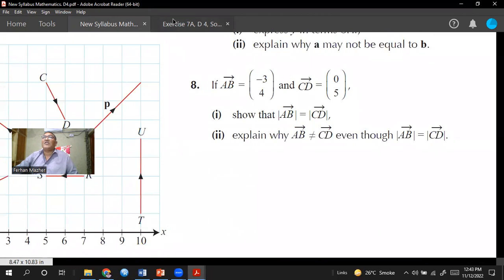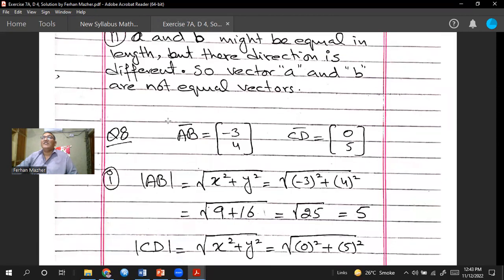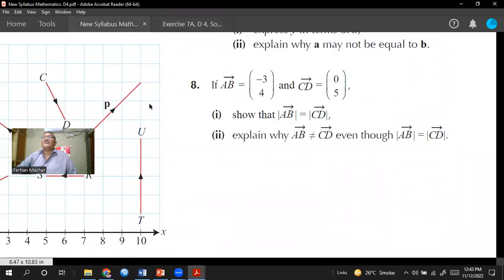Okay, so now we are going to the next question, and that is question number 8. He says, if AB is a column vector given as (minus 3, 4), and CD is (0, 5), show that the magnitude of AB and the magnitude of CD are equal to each other.